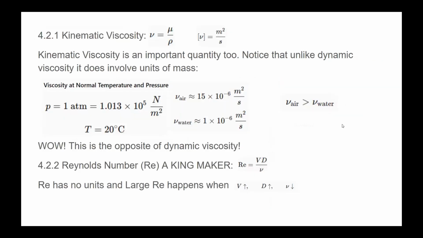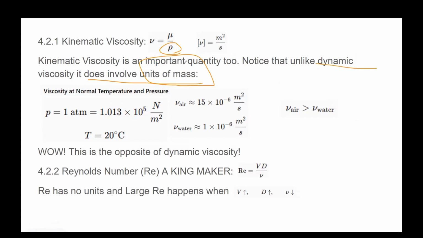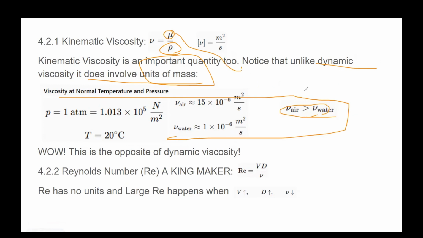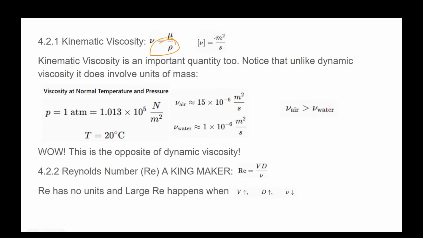Over here we have kinematic viscosity, and this one's a more interesting version because a lot of people like it. It's an important quantity too. Notice that unlike dynamic viscosity, it involves the unit of mass because of this. Either way, you get these temperatures, and you can see it flips over here. In the dynamic viscosity it used to be the other way around, but now air has a higher number than water. Interesting, but it's not really a big deal. It kind of makes sense with the density at the bottom over here.